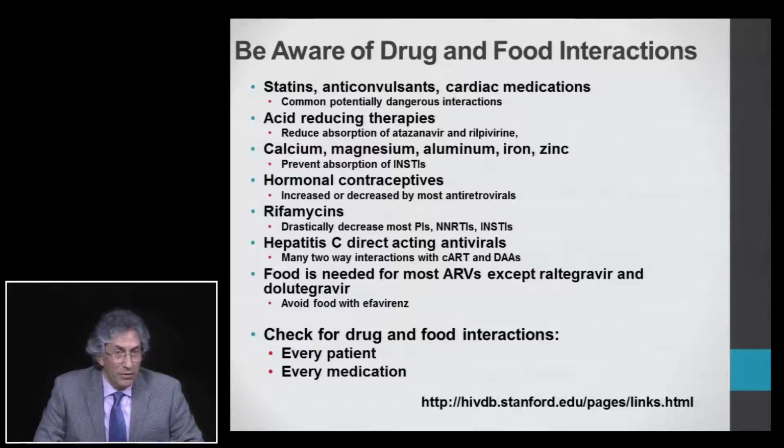Rifamycins, like rifampin, interact with almost everything, so you have to choose the right drug and choose the right dose. With hepatitis C direct-acting antivirals, there are many two-way drug interactions, and the DHHS guidelines have a separate table with all the hep C drugs and all the HIV drugs to tell you which things you can combine and which you should avoid. Food is needed when you're taking almost every antiretroviral regimen except for raltegravir, which is Isentress, or dolutegravir, which is Tivicay. And so really you should look up, for every drug that your patient is taking, the possible interactions for every patient and every medication.